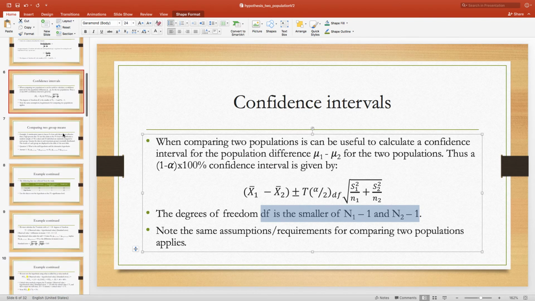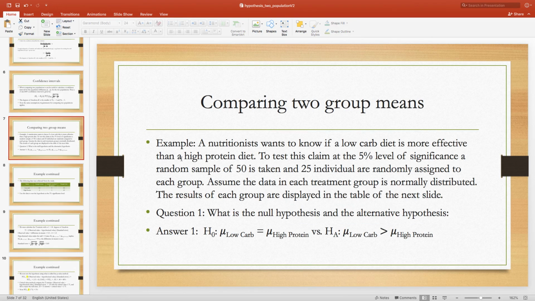Now, if I'm going to compare two group means via a hypothesis test, here's an example of doing that. A nutritionist wants to know if a low-carb diet is more effective than a high-protein diet. To test this claim at the 5% level of significance, a random sample of 50 is taken, and we have 25 individuals that are randomly assigned to each group. We assume the data in each treatment group is normally distributed. The results of each group we're going to look at on the next slide, but the first question is, what is the null hypothesis and what's the alternative hypothesis?